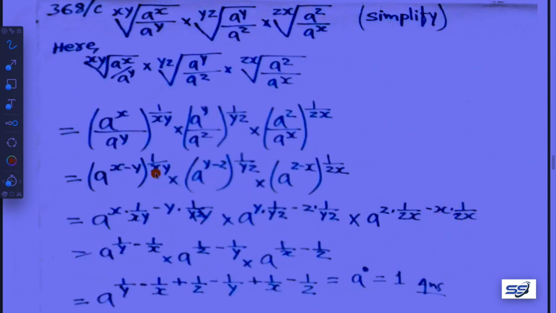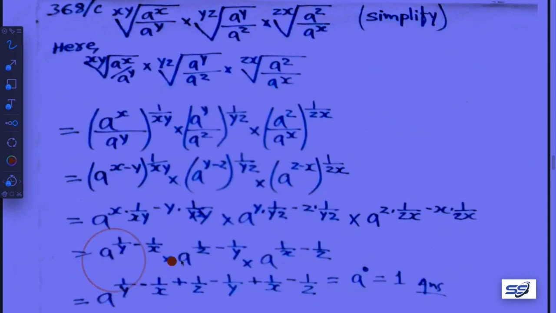Now outside power is multiplied to both of inside power, so comes here like this. And now here x and x cancel, y and y are cancelled, here y and y cancel, z and z cancel, z and z cancel, x and x cancel. So after cancellations comes here equal a to the power (1 upon y minus 1 upon x) into a to the power (1 upon z minus 1 upon y) into a to the power (1 upon x minus 1 upon z).